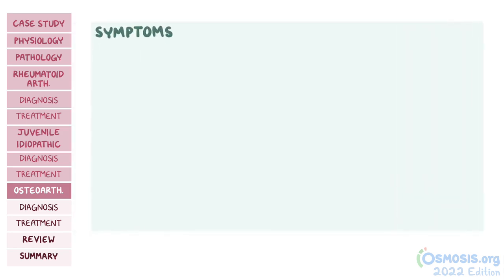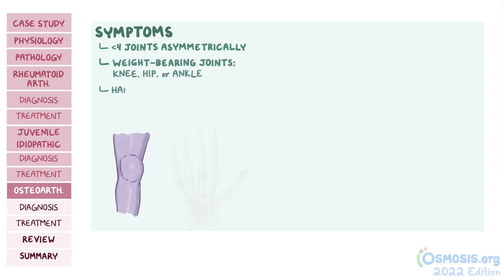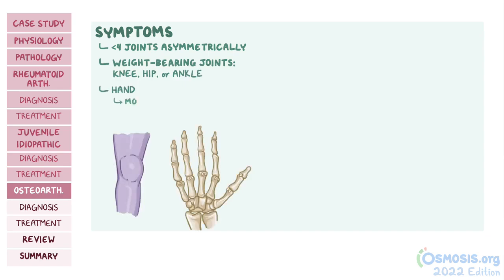Symptoms of osteoarthritis are high yield. The condition usually involves less than 4 joints asymmetrically. Regarding its location, injury typically occurs in weight-bearing joints like the knee, hip, or ankle. In the hand, unlike rheumatoid arthritis, it most often affects the distal interphalangeal joints, but the proximal interphalangeal joints can be affected as well. However, metacarpophalangeal joints are rarely affected.